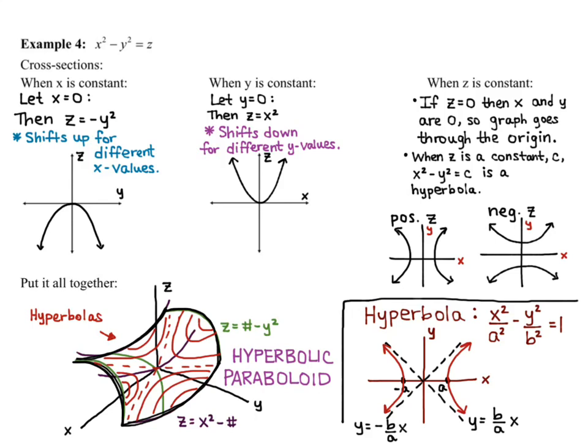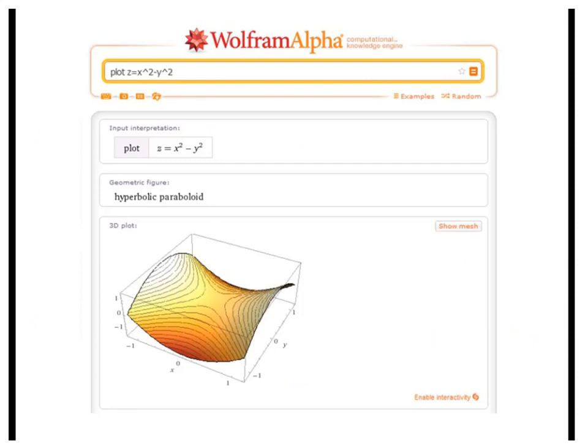In Wolfram Alpha, you can go ahead and put that in, plot z equals x squared minus y squared. It gives you the saddle shape, and remember your x and y axes are reversed from what you're used to seeing when you're graphing in 3 dimensions. So there's your saddle shape graph.